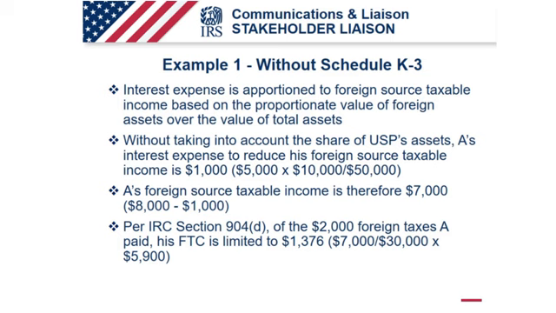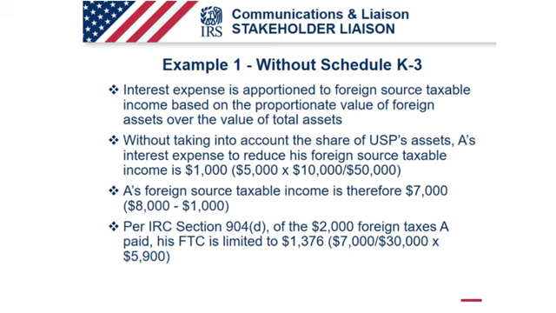Therefore, A's foreign source taxable income is $7,000. Remember, it was $8,000 before interest expense, and then we reduce it by the $1,000 of interest expense that is allocated to foreign source. Now, with that information, we can calculate Partner A's Section 904 foreign tax credit limitation.